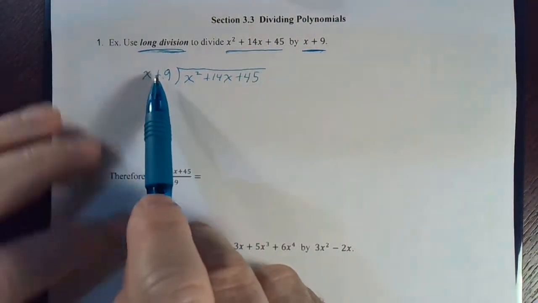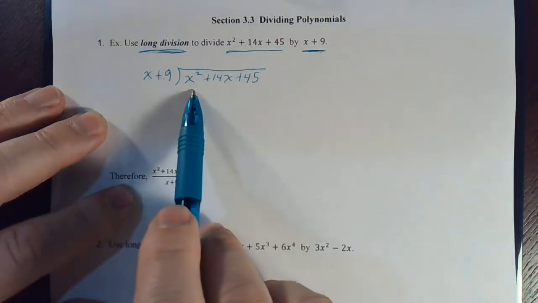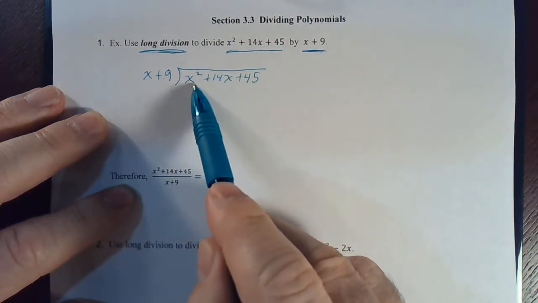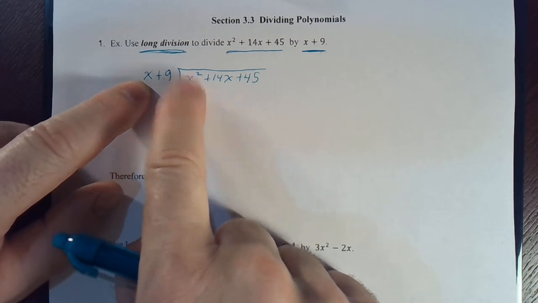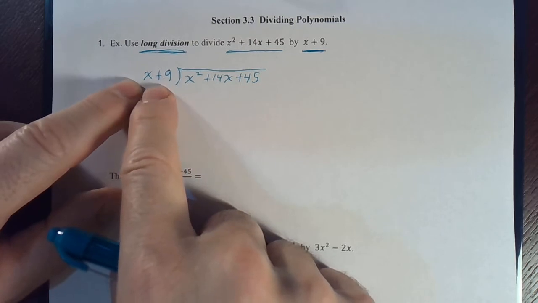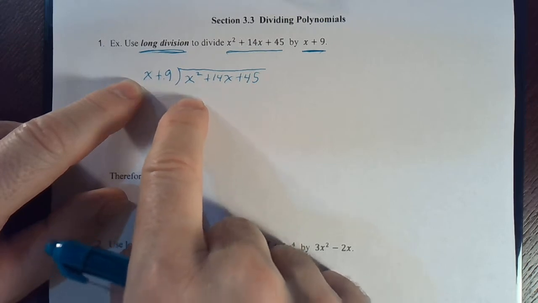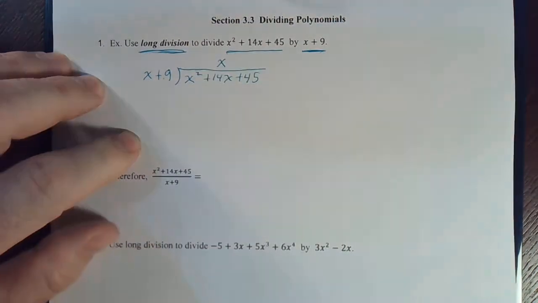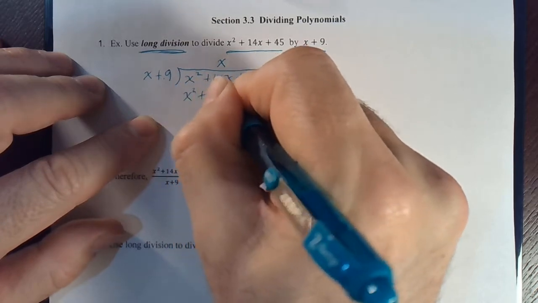So the method is, what I'd like to do is multiply this x plus 9 by something that I can put right underneath, and then when I subtract it, I want to get rid of this first term, the x squared term. So I'm really looking at the first term of the dividend and the first term of the divisor. So if I multiply this by x, I would get x squared plus 9x. And the x squared would cancel out here. So that's what I want to multiply by. So I'm simply going to put x right there. And then x times x plus 9 is x squared plus 9x.